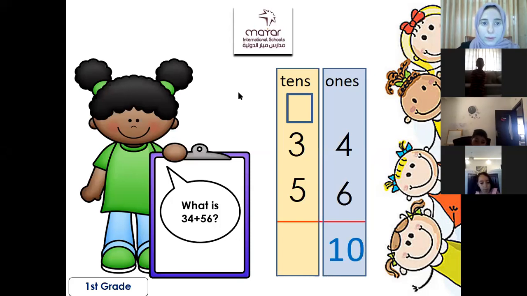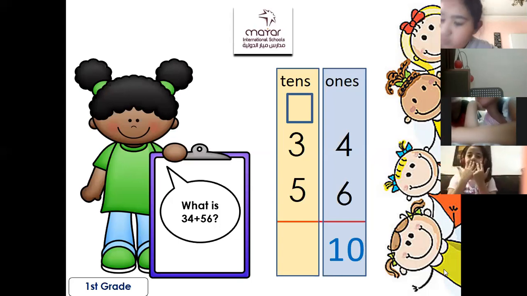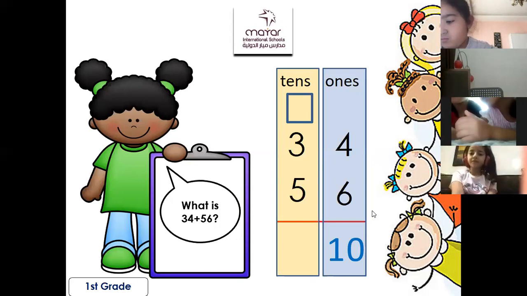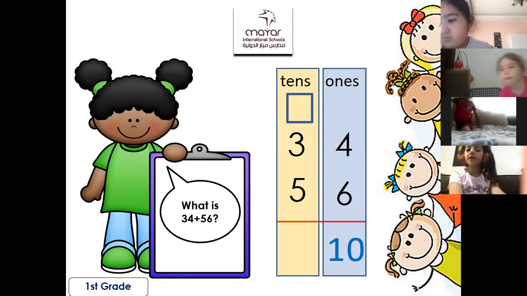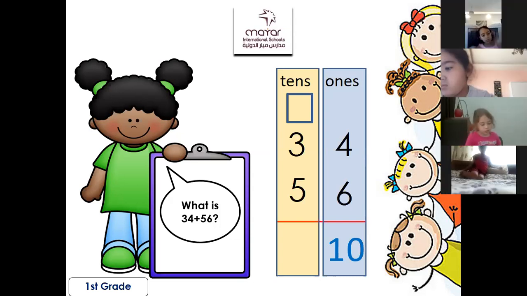Somebody else. What do I do now after we got the 10? Who can tell me? I see Taline. Taline, you want to help me? Now what do we do? We put the big number in our head, then we count. Okay, excellent. And we counted, so we got 10. Hala, after I have the 10, do I leave the 10 in the ones column? Excellent. 3 plus 5 is 8.